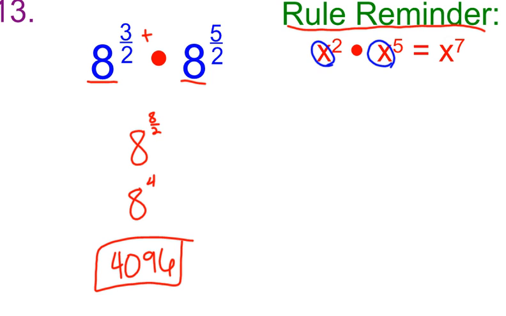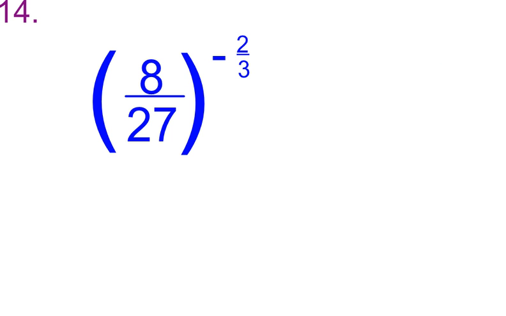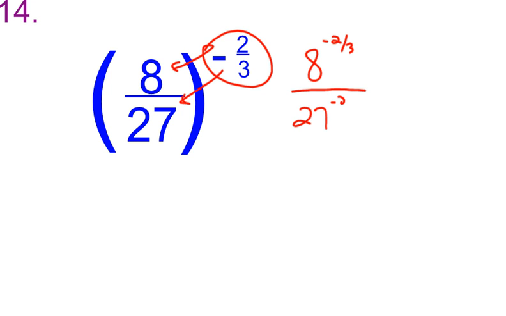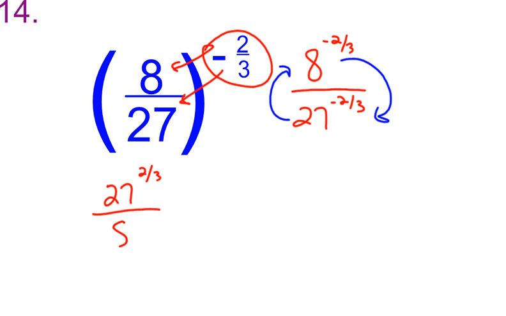Number 14. In this problem, you'll see that I have this negative 2/3 that's going to apply to both of these. So what I would do is rewrite this problem as 8 to the negative 2/3 over 27 to the negative 2/3. Now, since I have negative exponents for both of these, they both need to flip spots, don't they? This needs to go up there to be positive, this needs to go down there. So when I rewrite it again, I would write 27 to the 2/3, because now it's positive, over 8 to the 2/3. Now I can move it to radical form and see if I can simplify it.